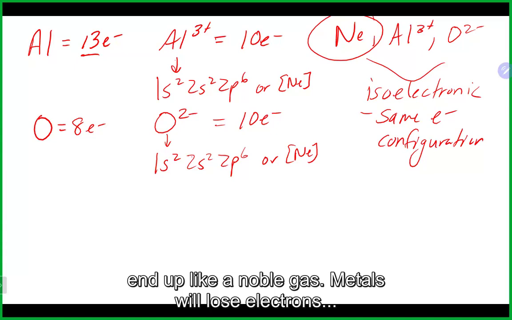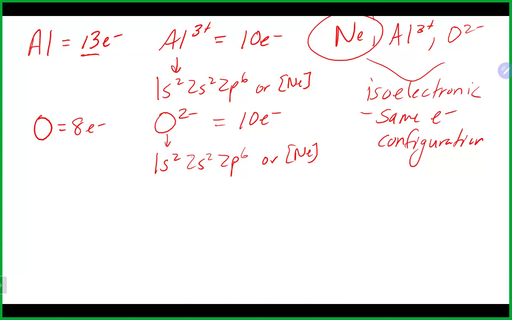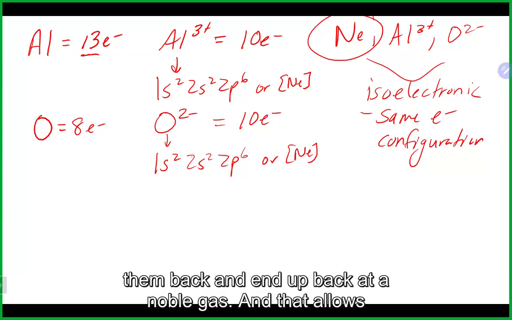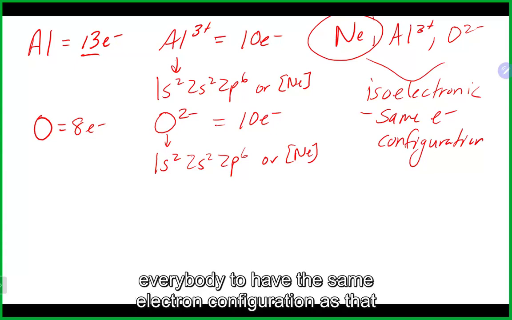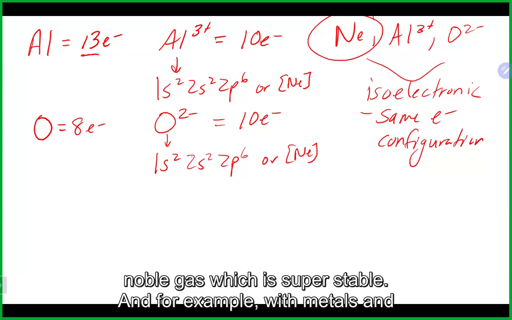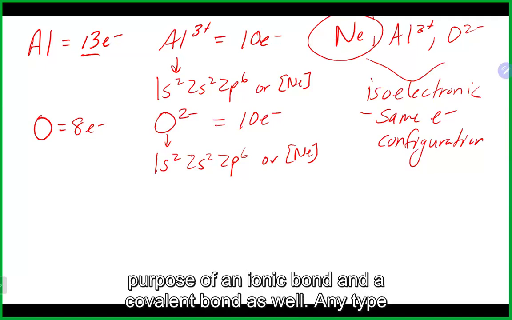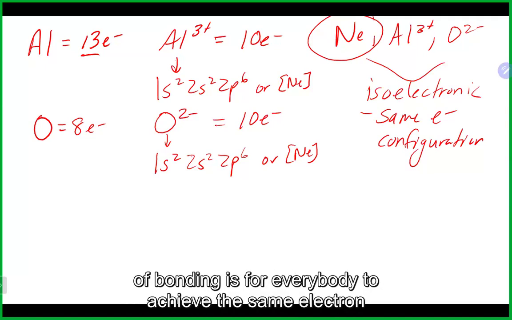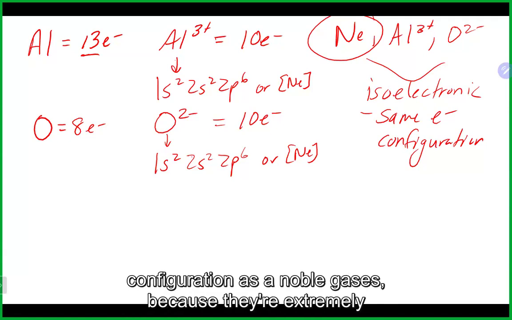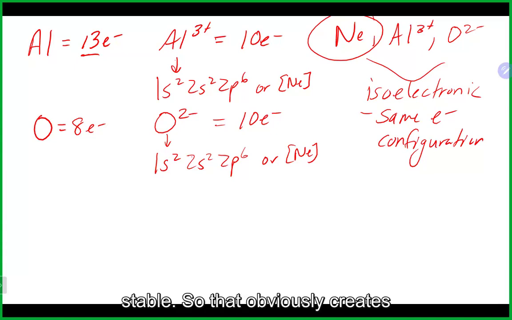Metals will lose electrons and end up back at a noble gas. That allows everybody to have the same electron configuration as that noble gas, which is super stable. For example, with metals and nonmetals, that's what an ionic bond is. That's really the whole purpose of an ionic bond, and a covalent bond as well. Any type of bonding is for everybody to achieve the same electron configuration as the noble gases because they're extremely stable. So that creates obviously very stable bonds.